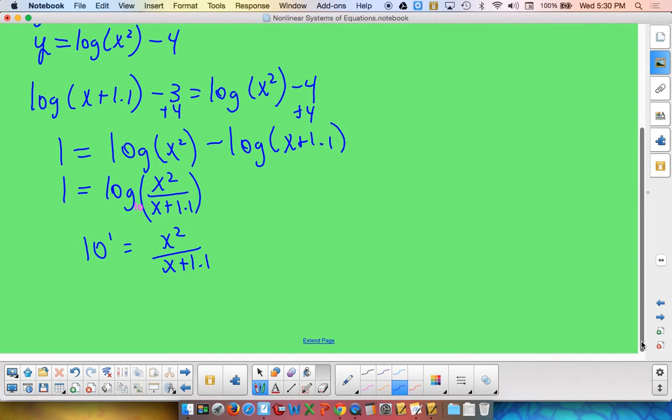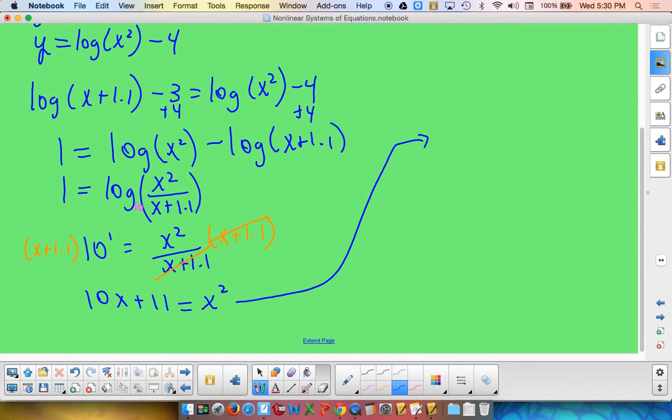It'll be okay. I don't want the fraction, so I'm going to multiply now by x plus 1.1 to both sides. And, of course, it cancels here on the right side. It leaves me just an x squared on the right side, but on the left side, if I multiply 3 by 10, now I have 10x plus 11. Golly gee, I wonder if I can solve that.